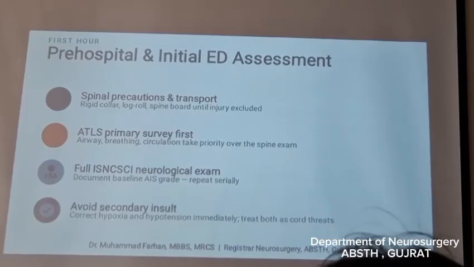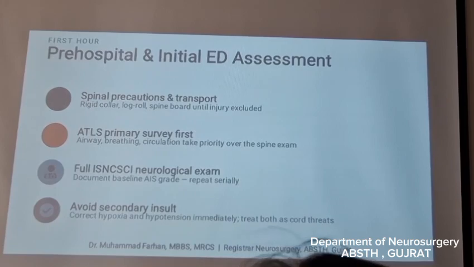Then spinal cord injury is usually managed first by the ATLS protocol. Airway, breathing, circulation are prioritized over the spine exam. When airway, breathing, circulation are maintained, then usually spine examination must be done in all patients to rule out any spinal cord injury, and then the further neurological examination can be done, and then the further investigations such as X-ray, CT, and MRI can be done.